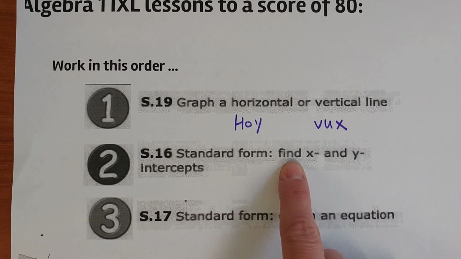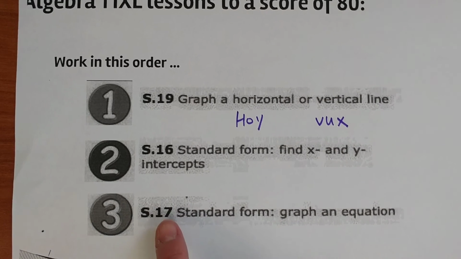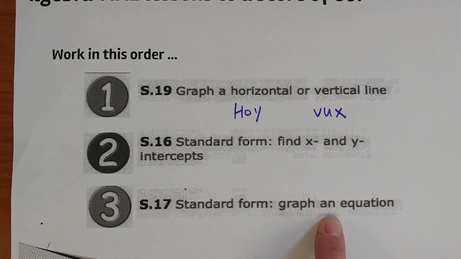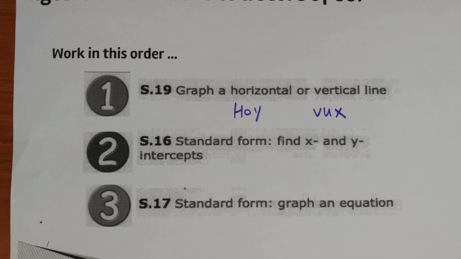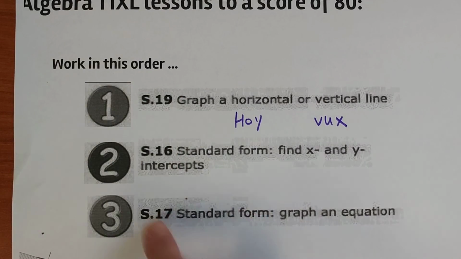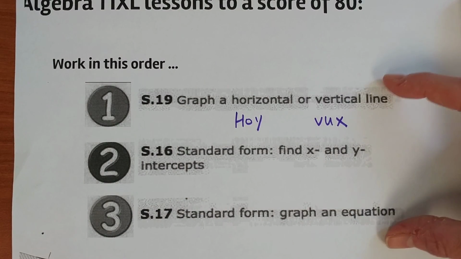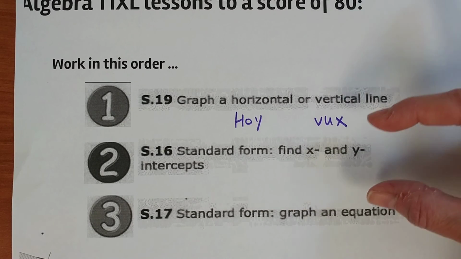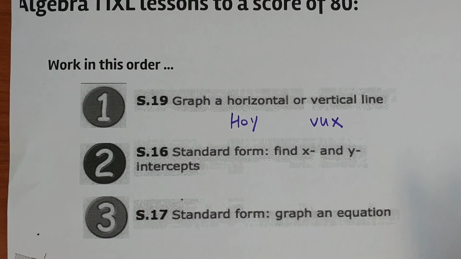S16, you're going to be finding x and y intercepts. And then S17, you'll be graphing the equation once you've found the x and y intercepts. So it might be wise to work in this order. This order, I put it this way because this will get done the quickest, and then the other two will take a little bit longer.